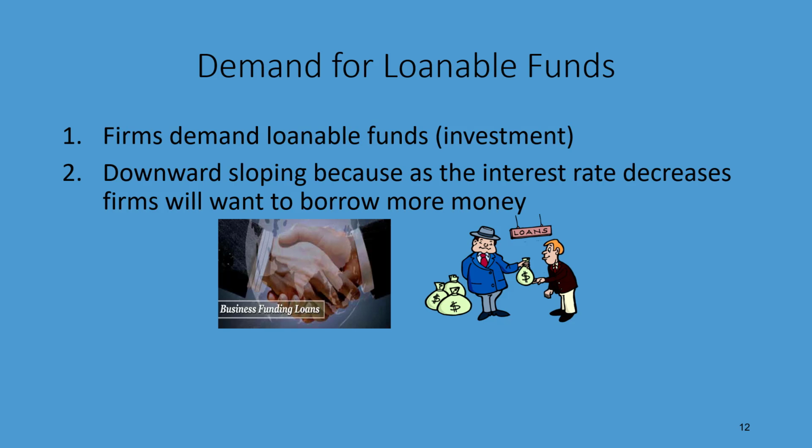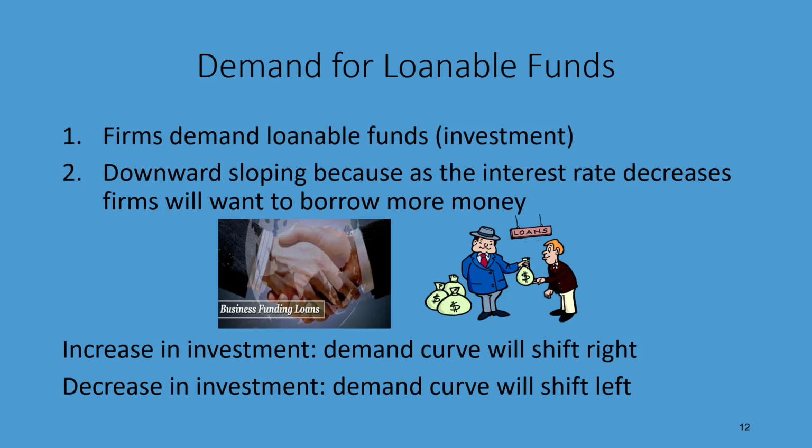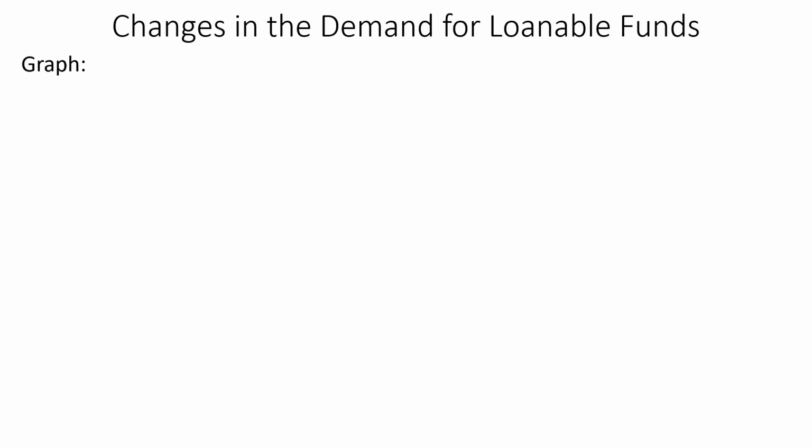Those are things that are going to help keep your interest rates low. So the lower the interest rate, the better. So you're going to want to borrow more money when the interest rate is lower. You're not going to want to borrow money when you have to pay back that really high interest rate. So because you have this inverse relationship between the quantity of loanable funds being demanded and that interest rate, you're going to have a downward sloping demand curve for those loanable funds. And as per usual, an increase in the desire to invest is going to shift that demand curve to the right, and a decrease in the desire to invest is going to shift that demand curve to the left. Let's go ahead and take a look at what that's going to look like on the graph.